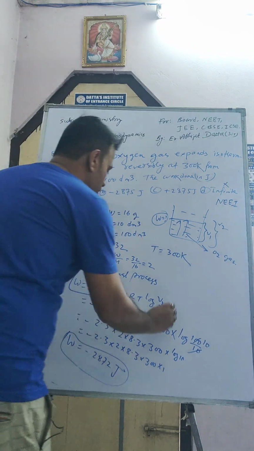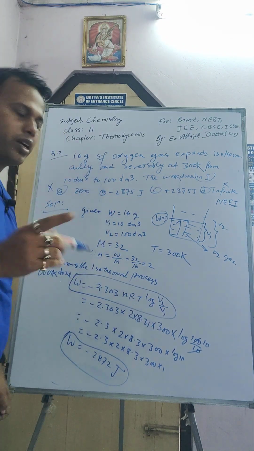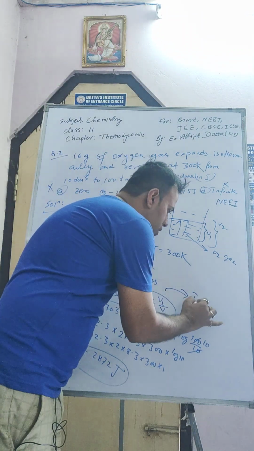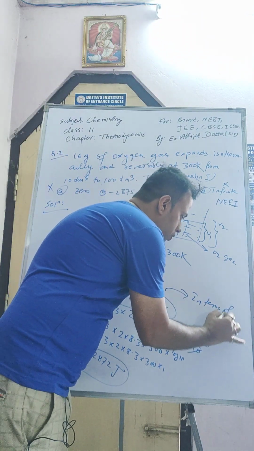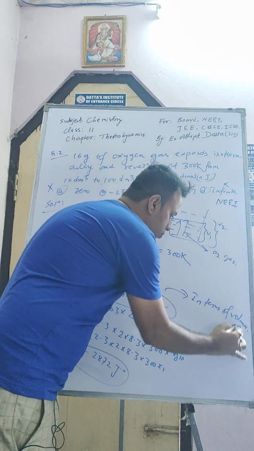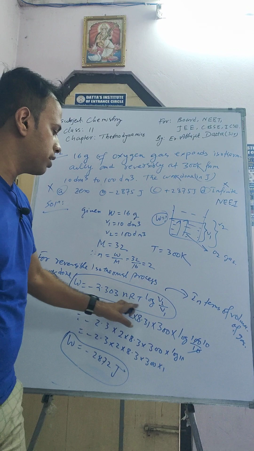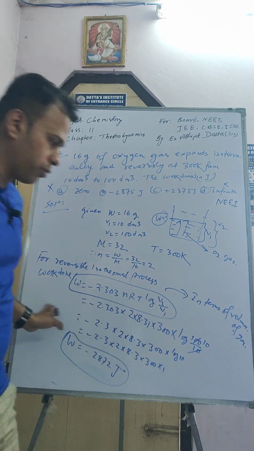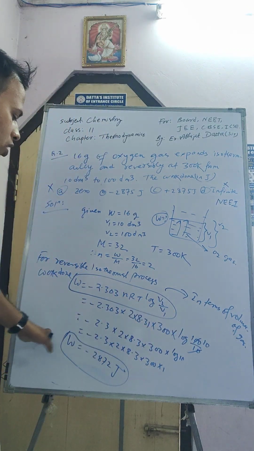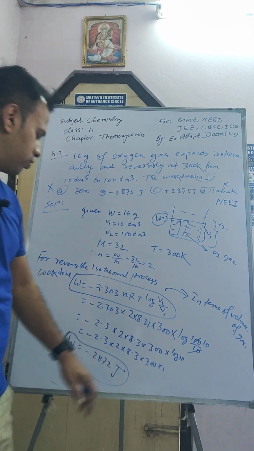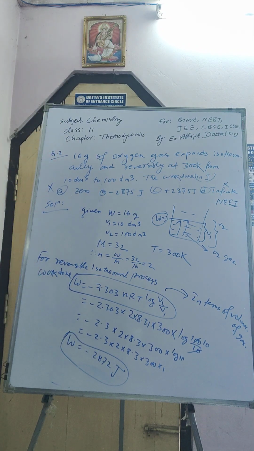This one. There are two formulas, one in terms of pressure and this one in terms of volume. Okay, in terms of volume of gas, there is a minus 2.303 nRT log V2 by V1. If you substitute all the values, then what will you get? It will be 2872 joule. It will be 2872 joule. Okay.